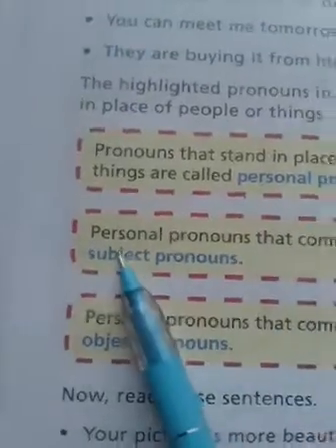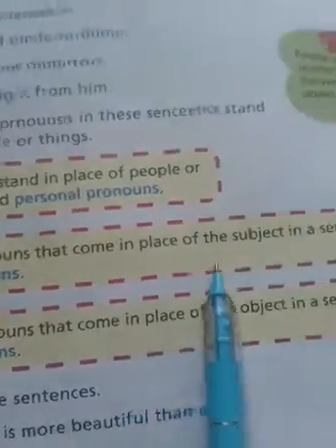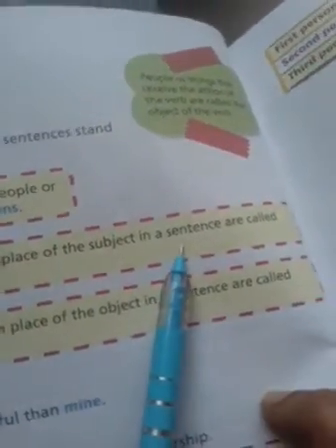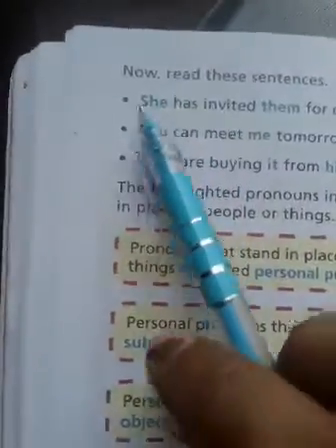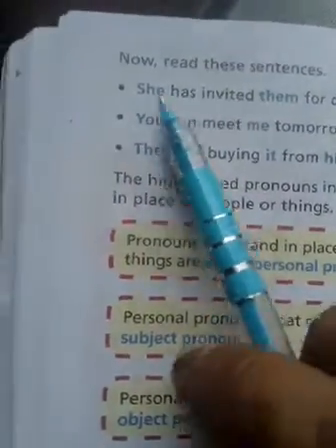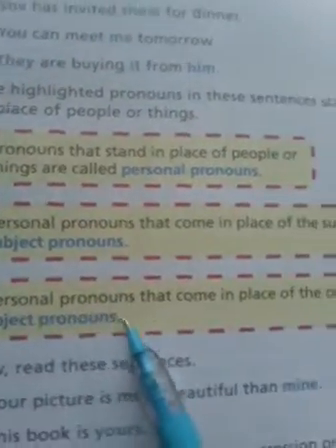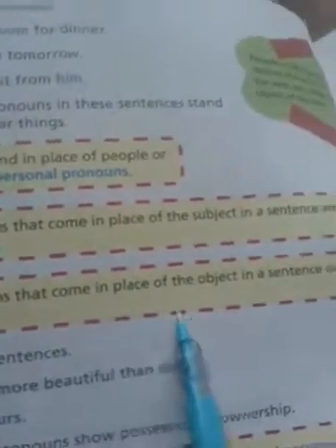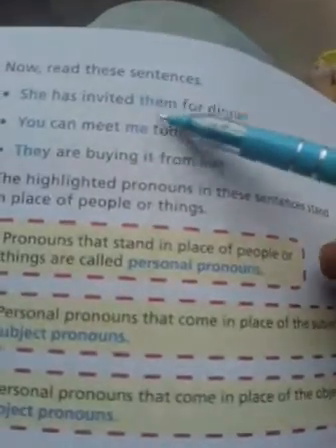Personal pronouns that come in place of the subject in a sentence are called subject pronouns. As I told you, they come in place of the subject, so they are subject pronouns. Personal pronouns that come in place of the object in a sentence are called object pronouns.